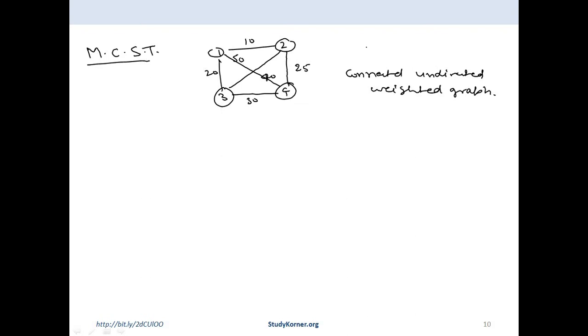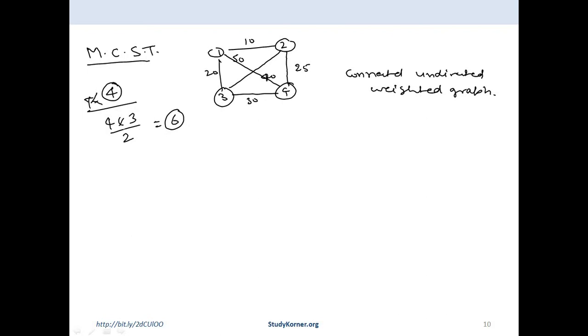So for this graph I can draw a number of spanning trees. So we can find out the total number of spanning trees. So if I have a complete graph K4, then how many spanning trees are possible? 4 into 3 by 2, n into n minus 1 by 2. So it is nothing but 6 spanning trees that are possible. Among those 6 spanning trees, we have to select the spanning tree with the minimum cost.